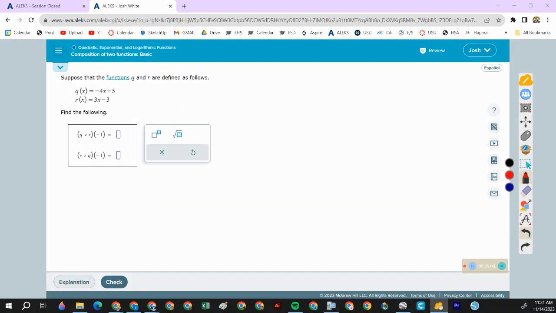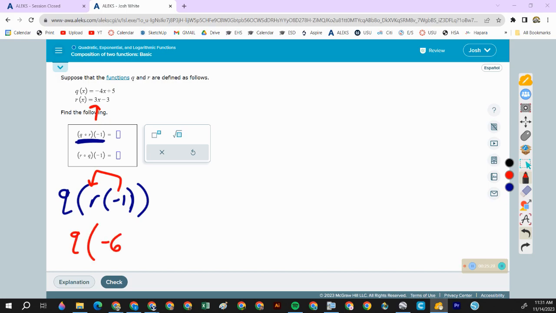Okay. Q of r of negative 1. So that is the name of the function. What are the instructions? Q with an r with a negative 1. So I plug negative 1 into r. What does that give me? Negative 6. What do I do with that negative 6? Stick it into Q. So that would be 24 plus 5 is 29. Okay, easy enough.